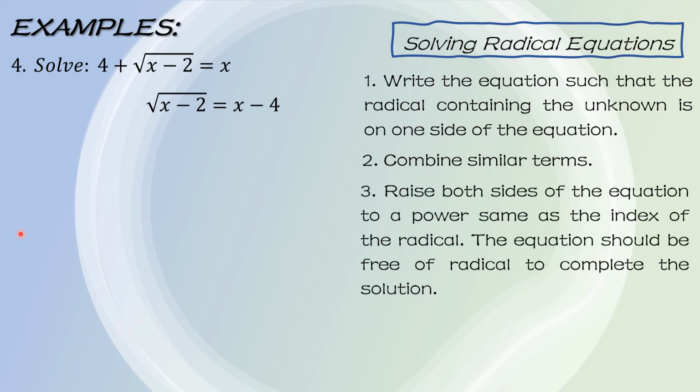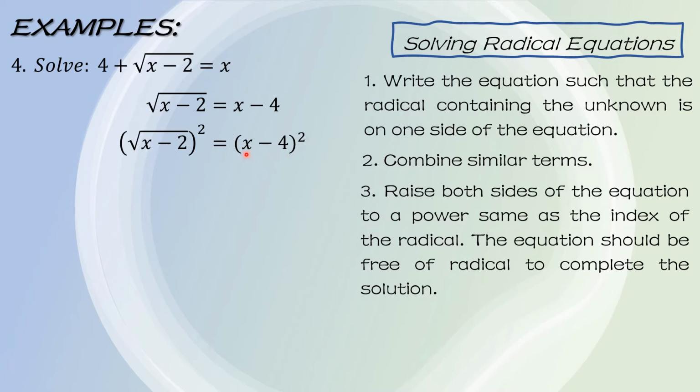Raise both sides of the equation to a power same as the index of the radical. So, kailangan makancel natin yung square root symbol dito. So, i-erase natin sila sa exponent na 2, both sides. So, that will become square root of x minus 2 quantity squared equals x minus 4 quantity squared.